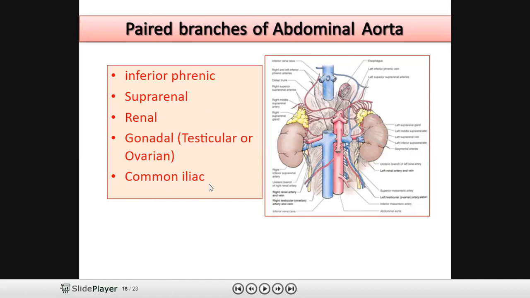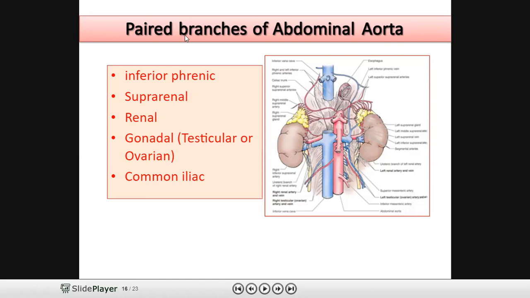So why are they paired branches? Because they are supplying paired organs. Even though the diaphragm is one organ, one big muscle, it has two domes. So that's why we'll have inferior phrenic artery on the right side and on the left side. Suprarenal, because we have two adrenal glands.